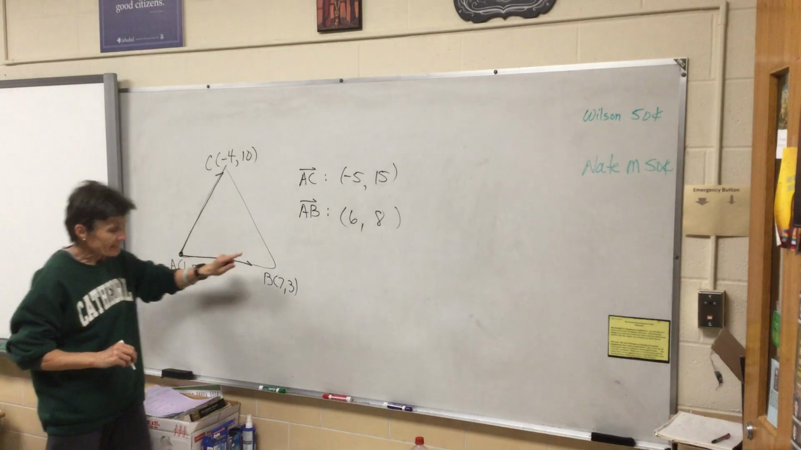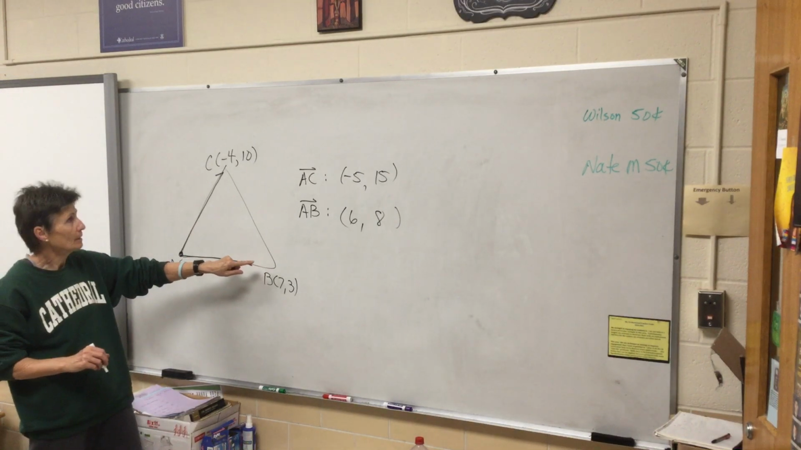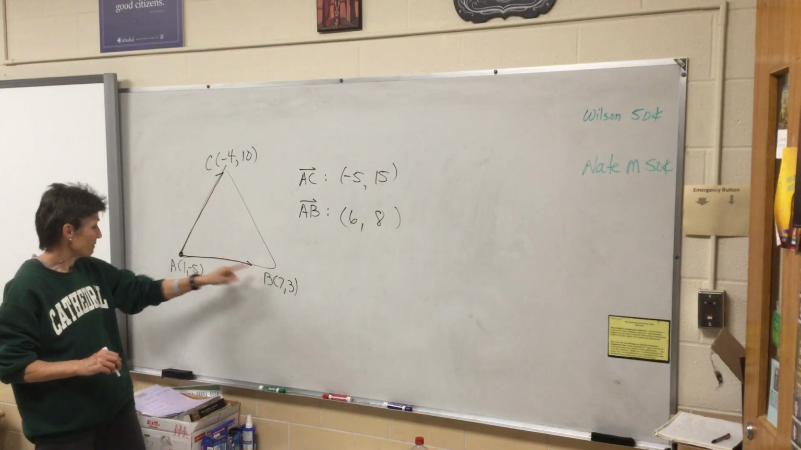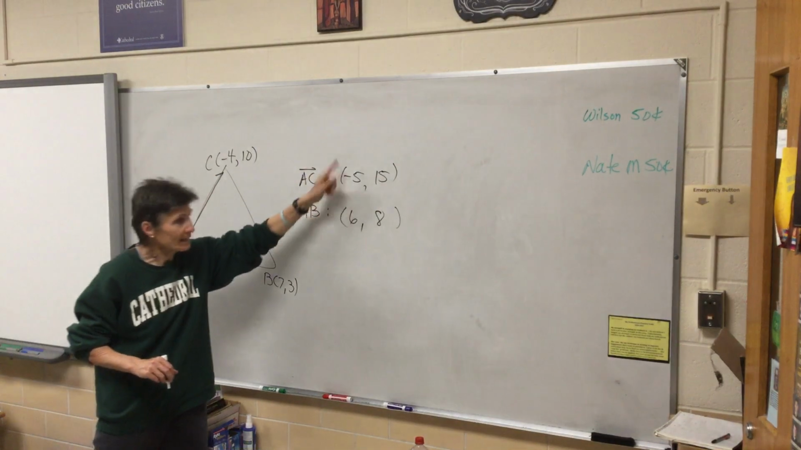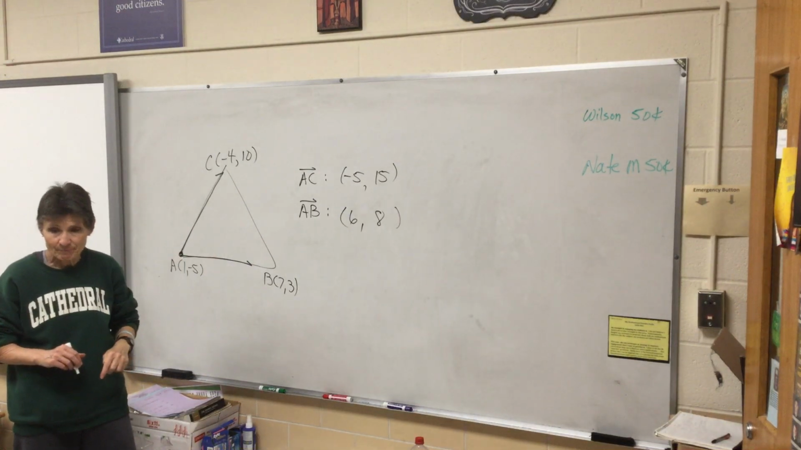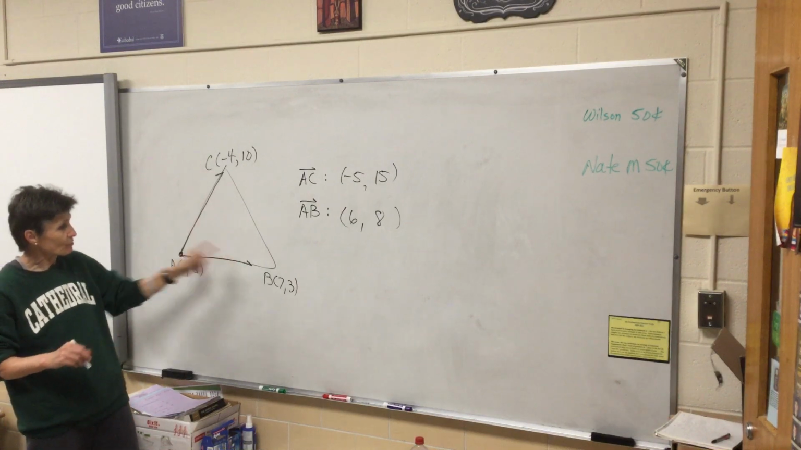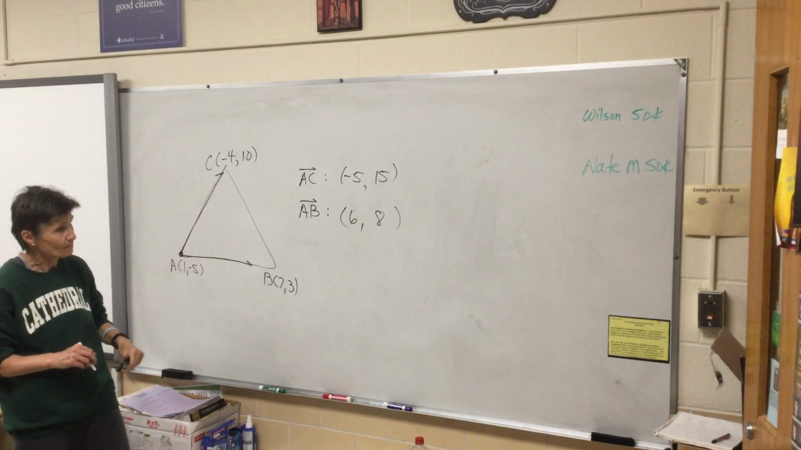Now, if you used a different vertex, like if you used B, and you did BC and BA, obviously you're not going to get these very same numbers. But your answer will be the same, I promise. But your work will look different because those vectors are different than these vectors.